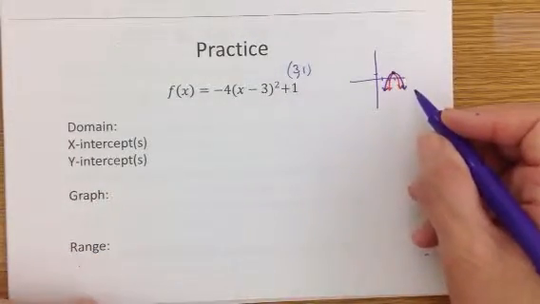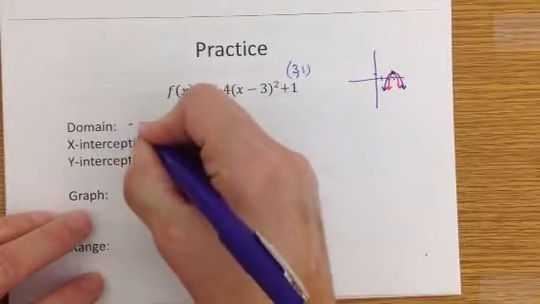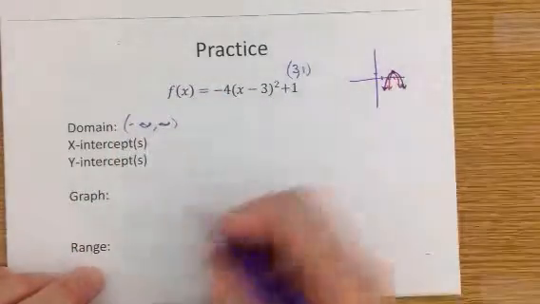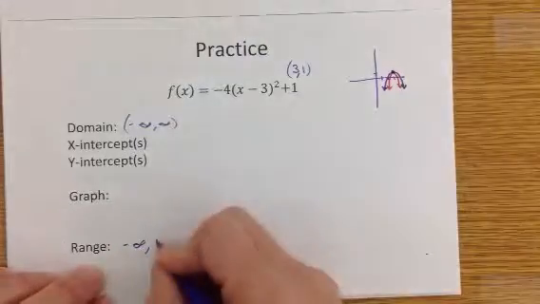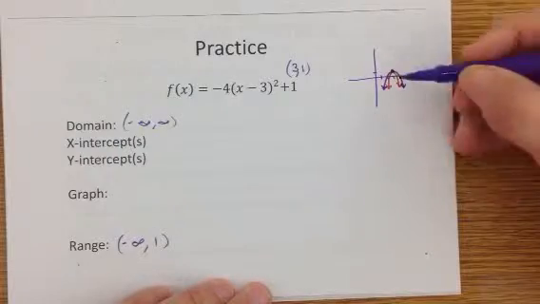Okay, so let's answer whatever questions we can. Let's look down here and see whatever questions we can. So we can see that the domain is going to be negative infinity to infinity. All right, the x's keep going forever. My range is going to be negative infinity up to positive 1. Please don't write it as 1 to negative infinity, okay?